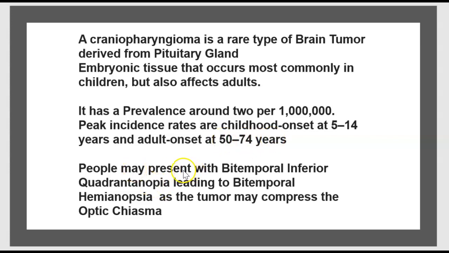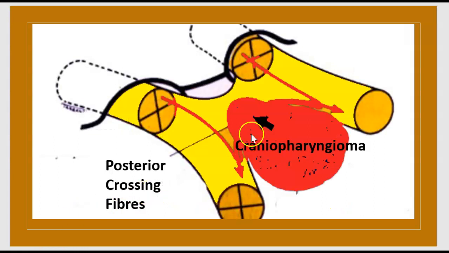People may present with bitemporal inferior quadrantanopia leading to bitemporal hemianopsia, as the tumor may compress the optic chiasma. Relationship between craniopharyngioma and optic chiasma, the crossing of posterior fibers here.